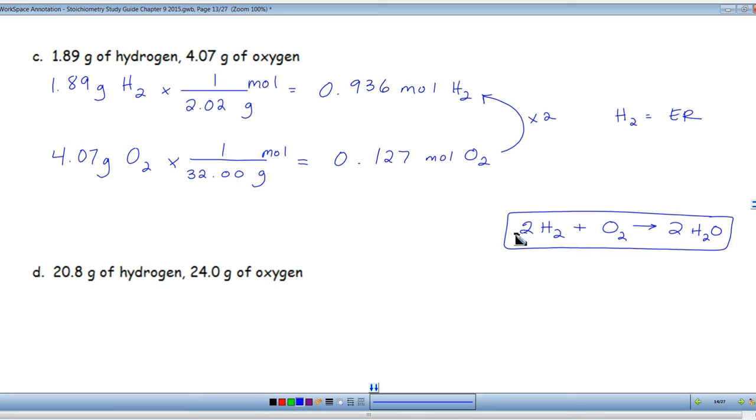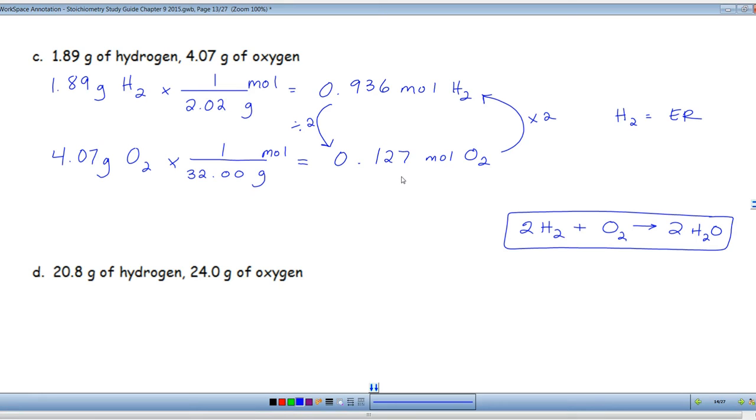I could also do this vice versa. So if I were comparing hydrogen to oxygen, I always need half as much oxygen. So if I took the hydrogen and divided it by 2, I would get the amount of oxygen needed. Okay, so like 0.9 something divided by 2, I don't know, like 0.45 something. But I could tell you that it's still way more than the 0.127.